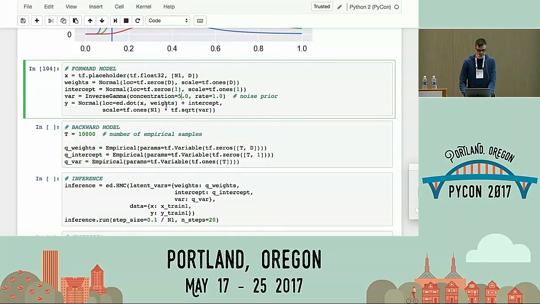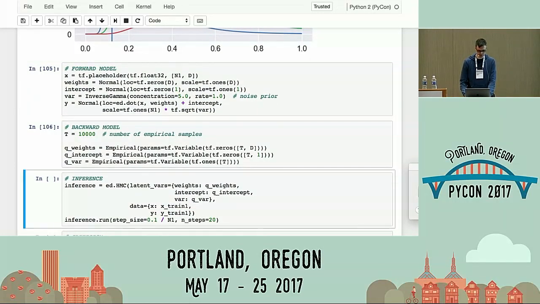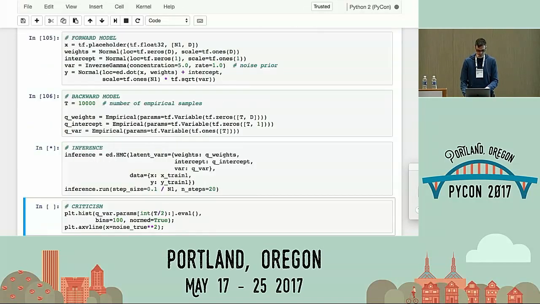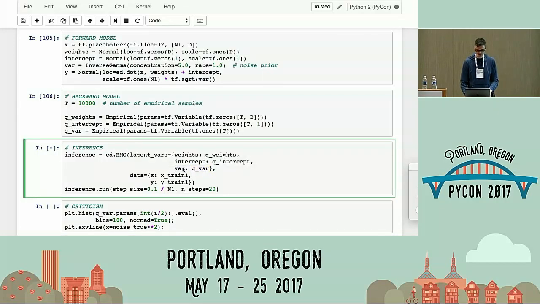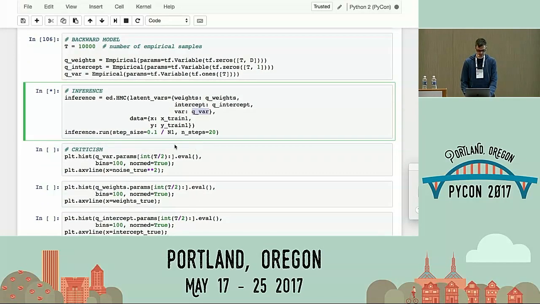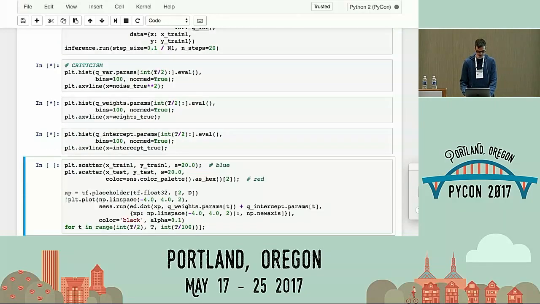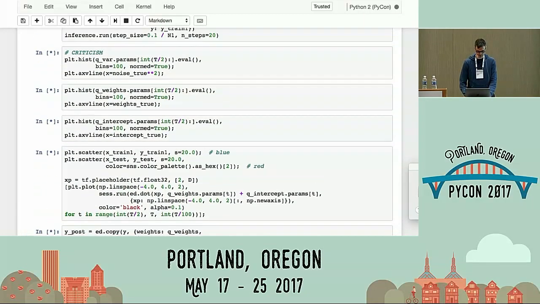And yeah, so then let's run this. The Edward model now includes 3 empirical distributions, not only the weights and the intercept, but also this variance parameter now. And the chain will run now. Again, HMC, and we have here this additional dictionary key value pair of var and qvar. And let me just queue this up here because I think this takes a while.